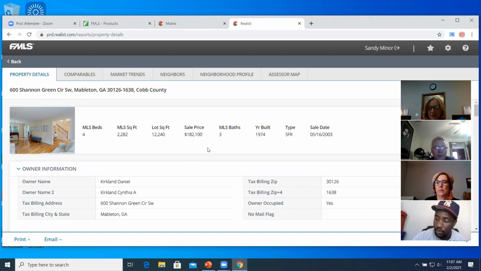Because what I try and do when I'm doing these is look at this the same way I think an appraiser might look at it. And usually the appraiser looks at a property first and foremost about the age and the square footage. Okay, so we know it's 2,282 square feet. We know it was built in 1974.